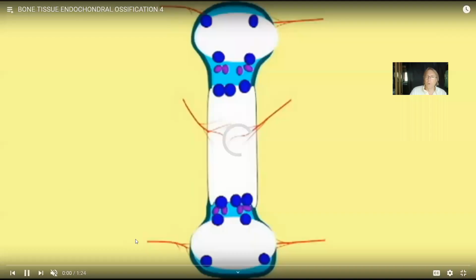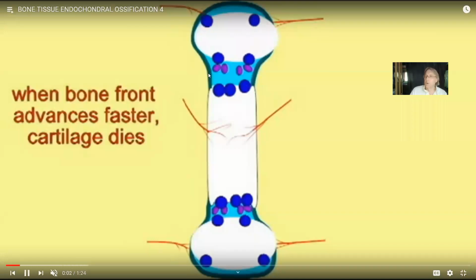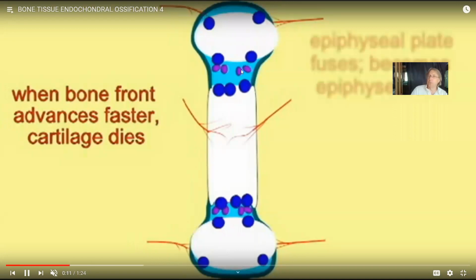And you ask, well, what are we accomplishing? Well, we're growing. There's now more bone than there used to be. So as long as this band of cartilage exists, it can push away and the bone can actually become longer in length and you can become taller.